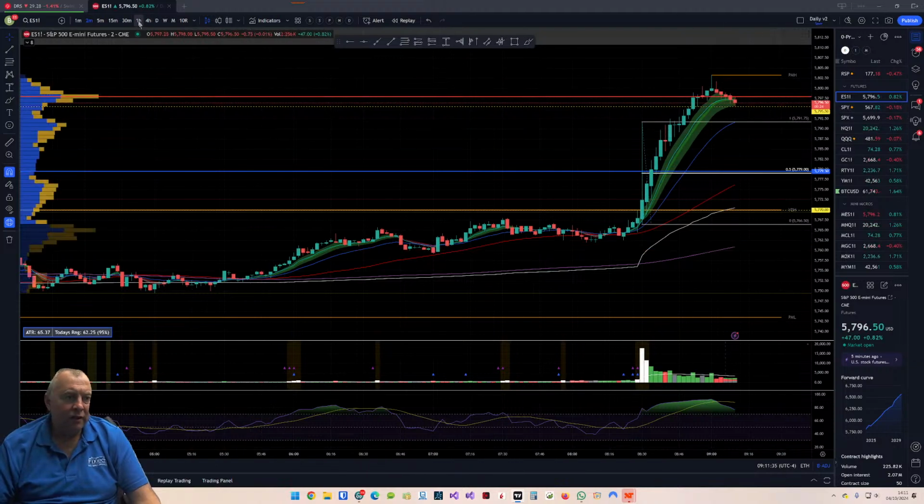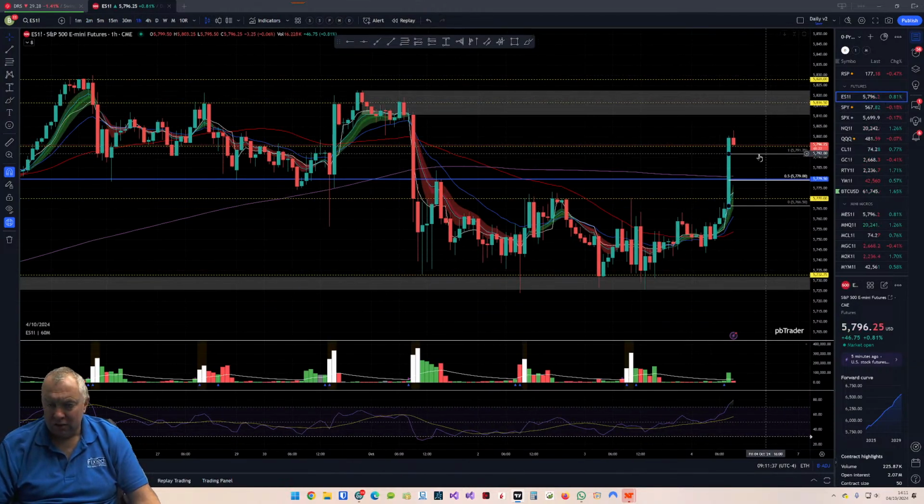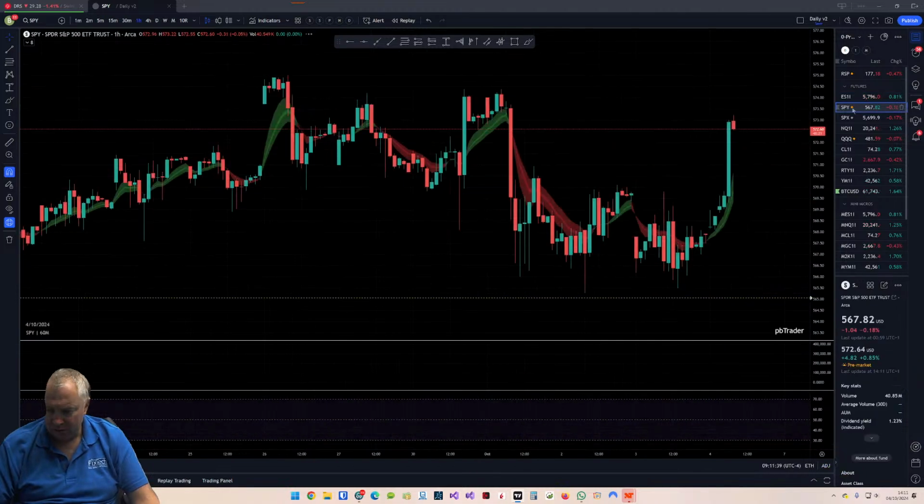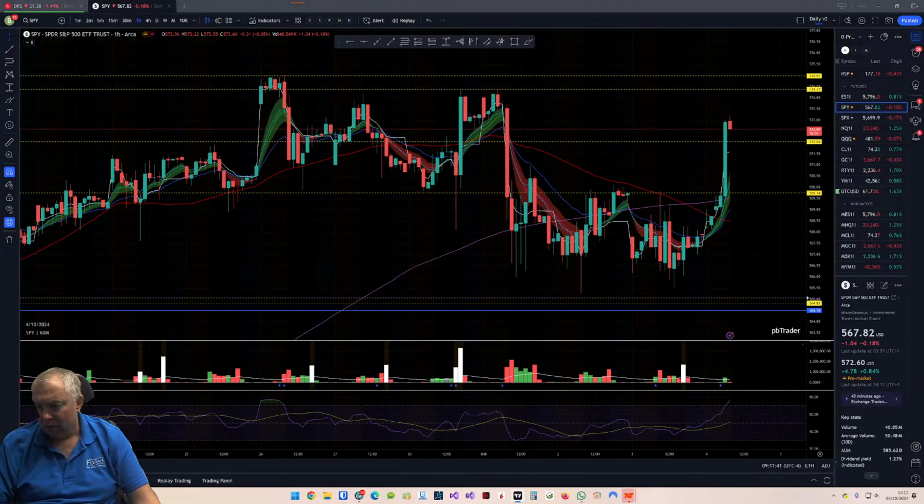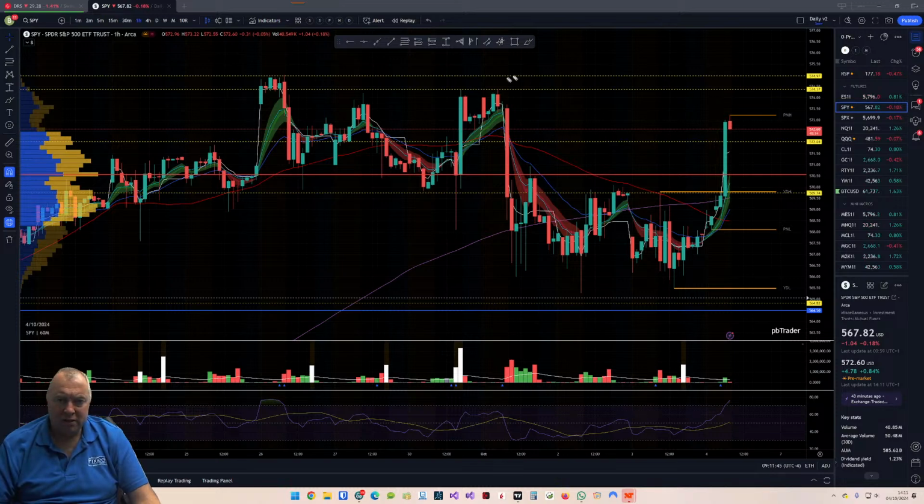Back to the hourly. So that's my levels for ES. I just went off on a tangent for a bit. SPY is the same. We can watch this area 574.37 to 574.50 for the rejection. In fact, all of this zone is in play.